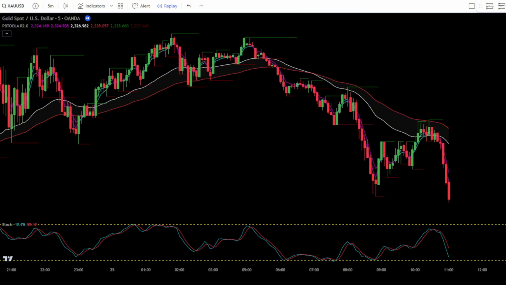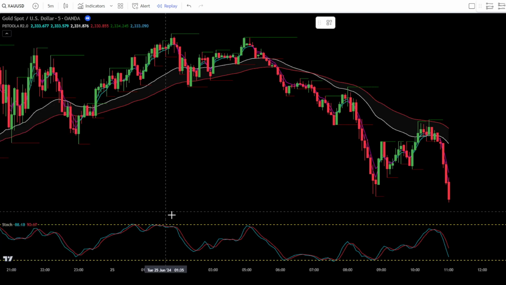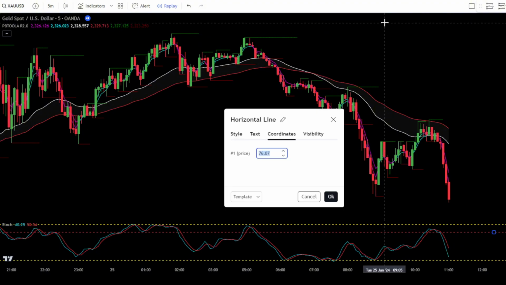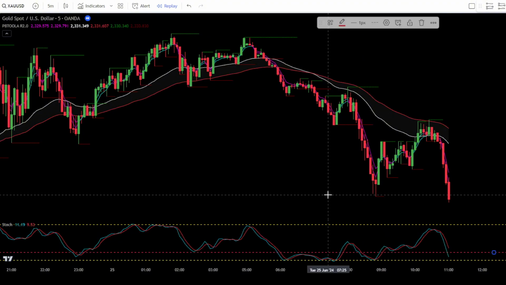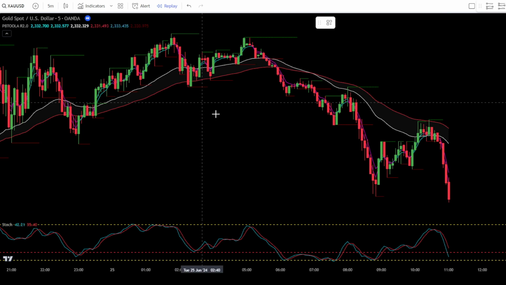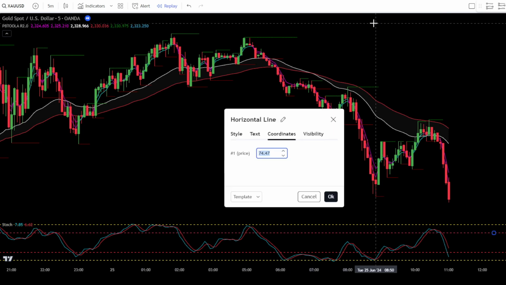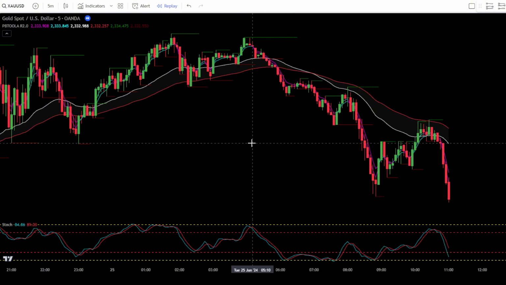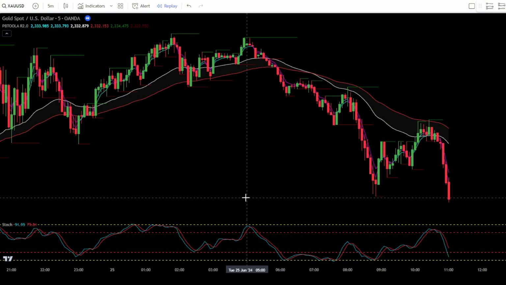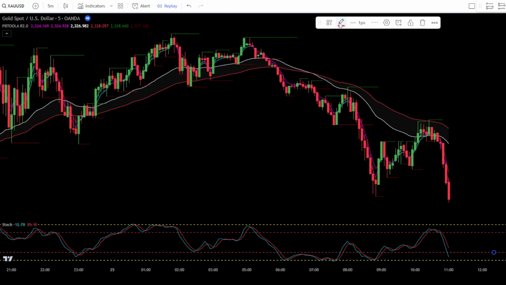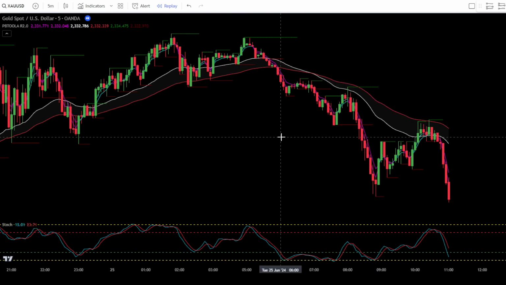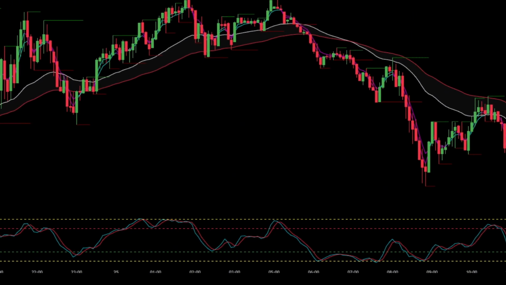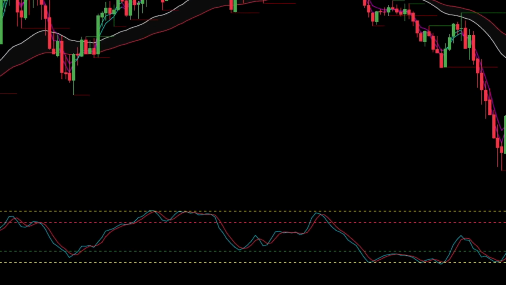Before using this stochastic indicator, you will need to add 2 horizontal lines first. Add the first horizontal line and set its level to 25. Then, add the second horizontal line and set its level to 75. To make them easily visible, adjust the color of the horizontal lines based on your preference. This stochastic indicator will help us identify buy and sell areas in the market.